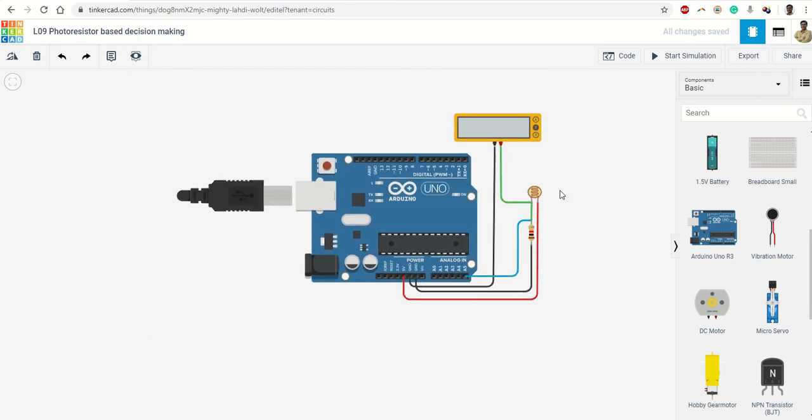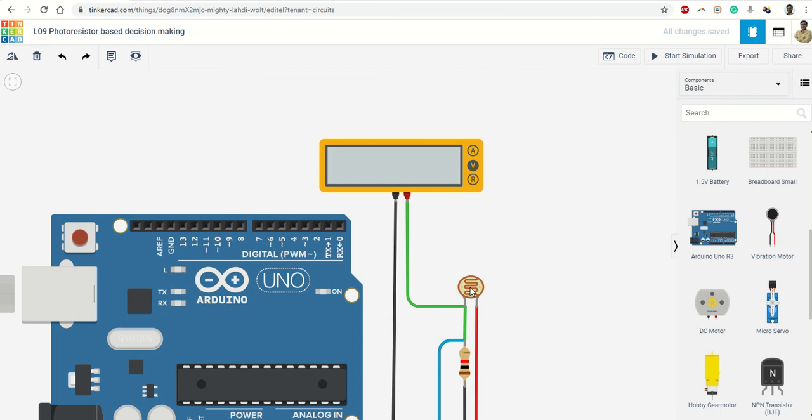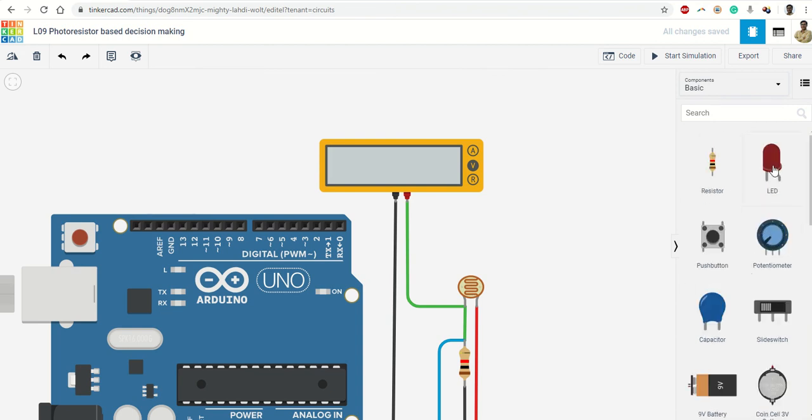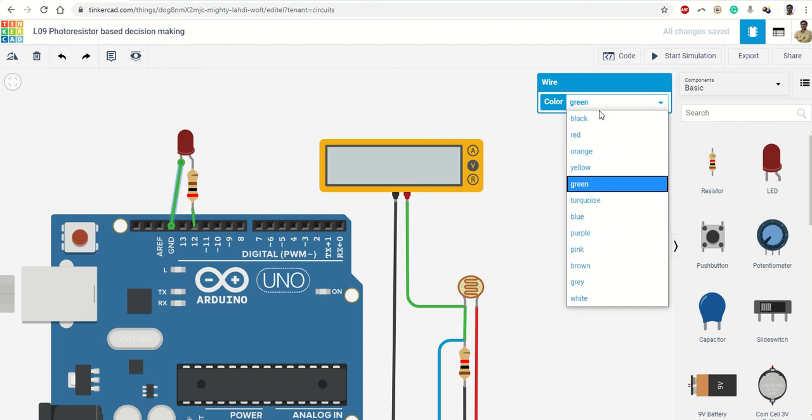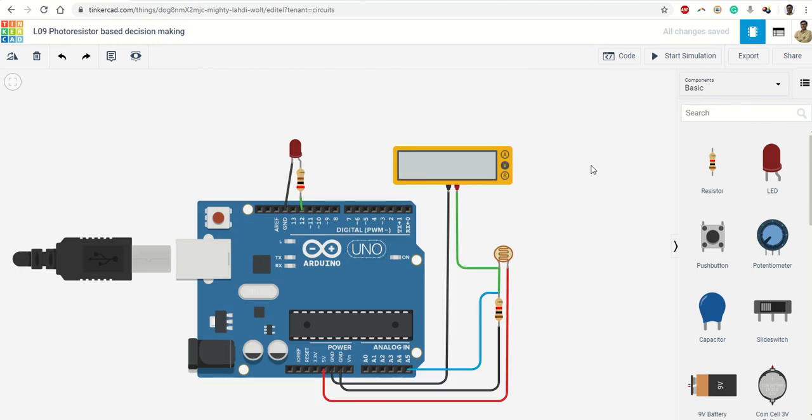So what I want to do is, if there is darkness, I'm going to glow one LED. So take one LED, take one resistor, maybe 200 ohm, and I connect it to pin number 12 and ground. Okay, so I want to make a simple decision. If there is darkness, glow the LED. If there is sunlight, don't glow the LED. How do we do that?